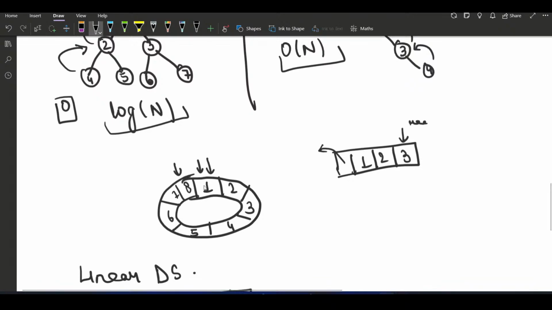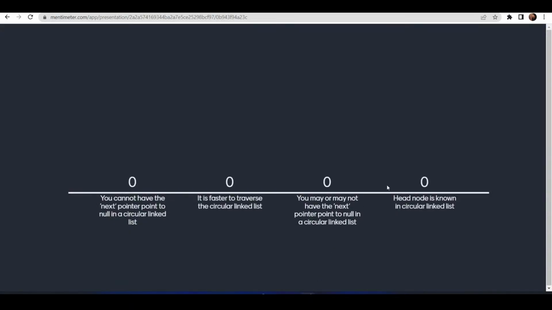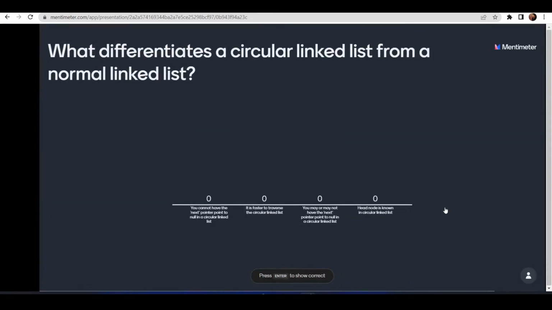So clearly we can have the liability here that the list can point to null, or the circular linked list can point to the next node also. Head node is known in both lists, so here it is not the case. So clearly our answer in this case will be the third option, that you may or may not have the next pointer point to null in the circular linked list.